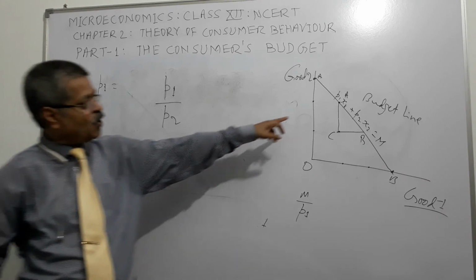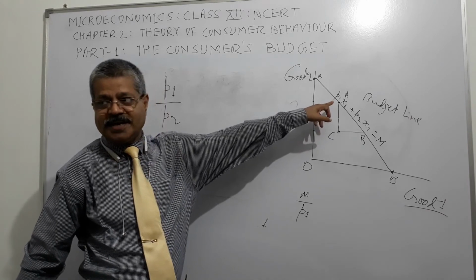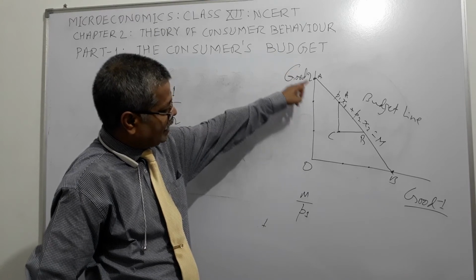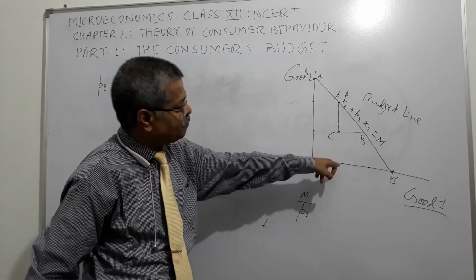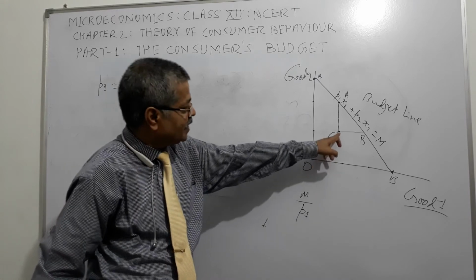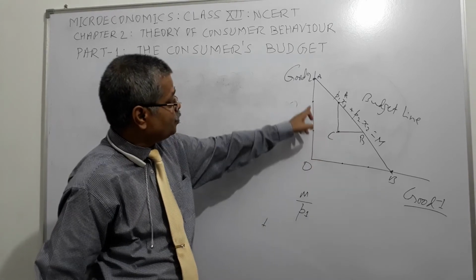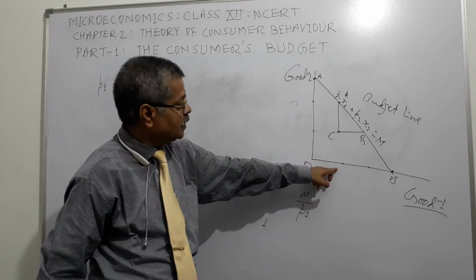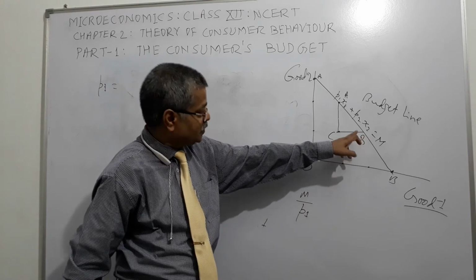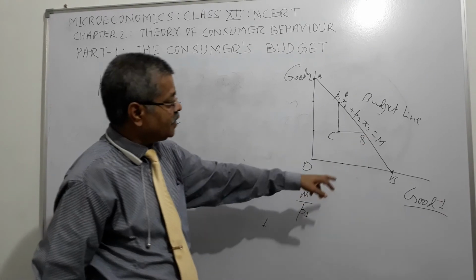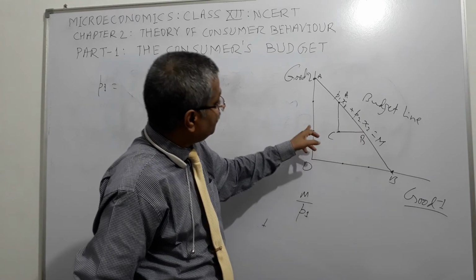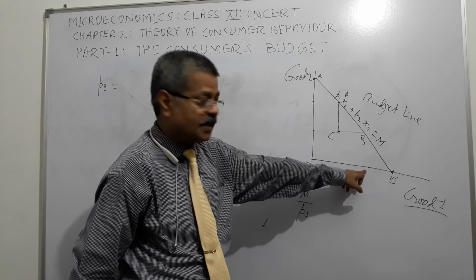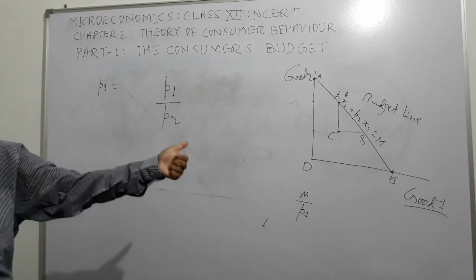At point A, the consumer is getting more of good 2 and the same amount of good 1 as compared to C. At point B, what is happening? The consumer is getting the same amount of good 2 but a higher amount of good 1. But that is not the case at C.